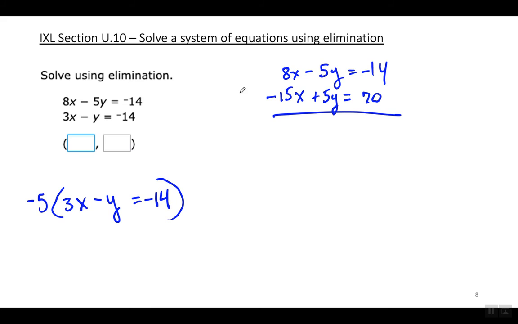Alright, now I'm going to add the two equations, and I'm going to get negative 7x. The y's cancel out, and 56. So x equals 56 divided by negative 7. So x equals negative 8.